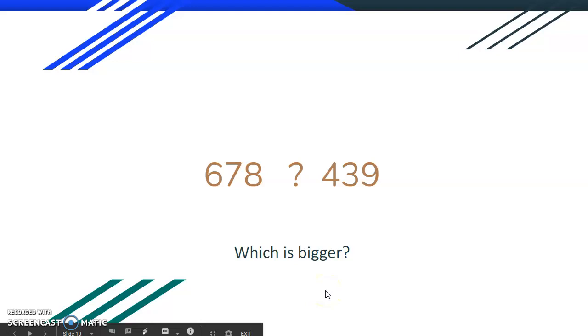And the last one, we have 678 and 439. Look at our hundreds place. We have a 6 in one hundreds place and a 4 in the other. So pause the video and determine which one you think is bigger, and then we will check it.